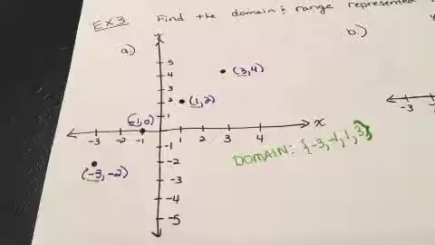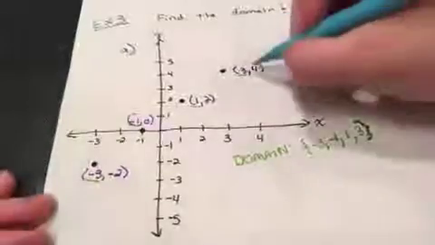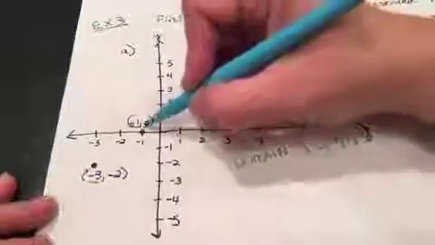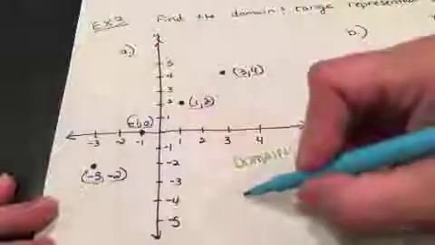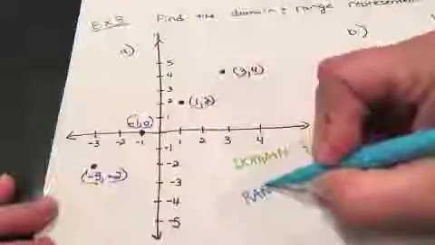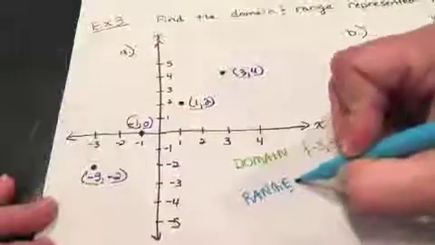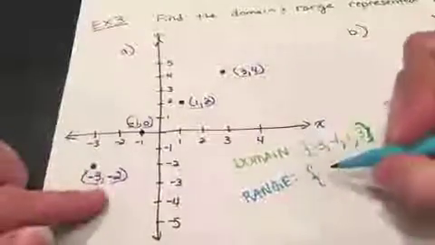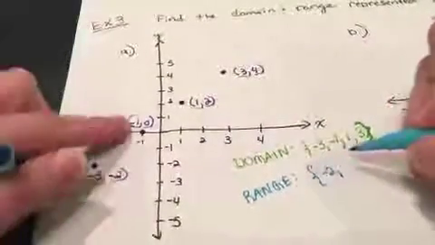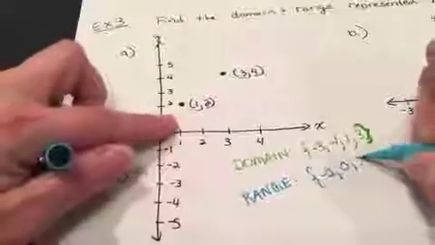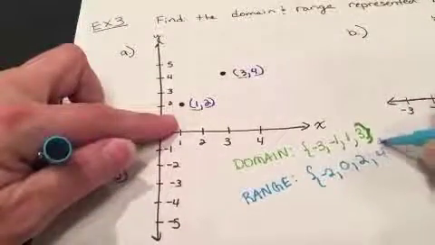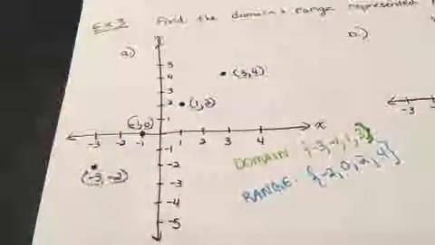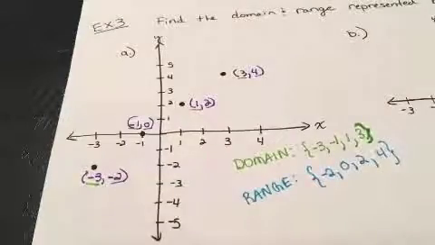The range is represented by our corresponding Y values. So the range is represented by -2, 0, 2, and 4. So there's our domain and range for this particular graph.